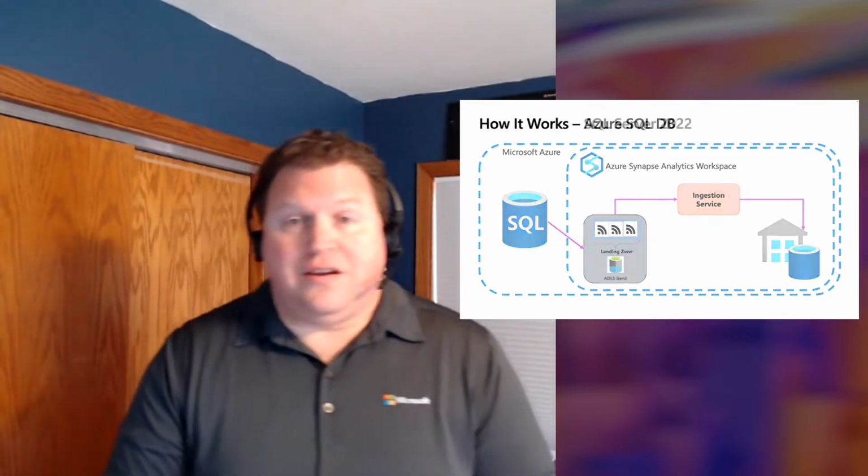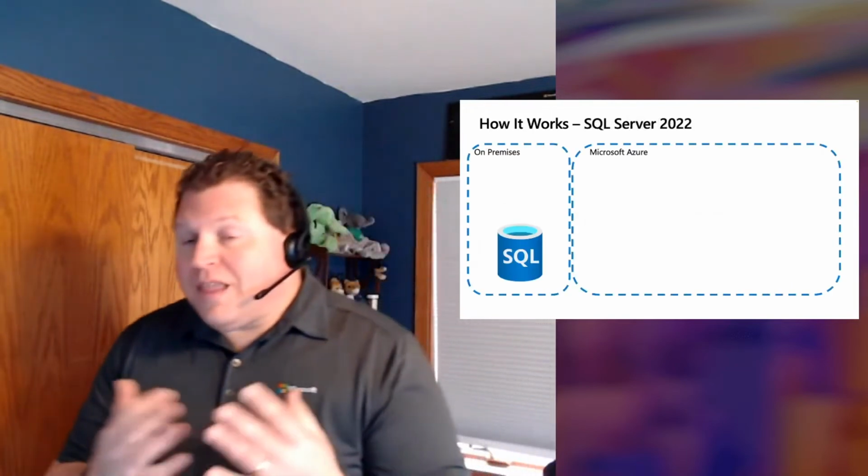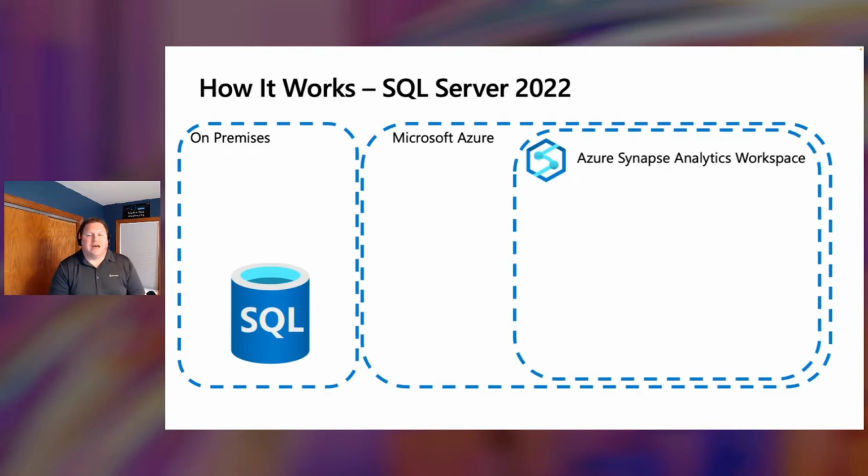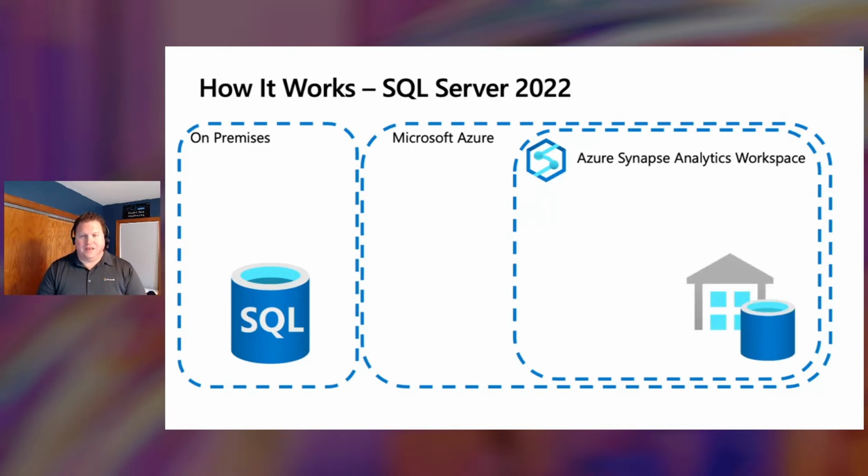So how is this different for SQL Server 2022? There are a few differences. The general mechanics are the same, but there are a few differences between how it works in SQL Server 2022 and in Azure SQL Database. In this case, there's the separation between your on-premises system where your SQL Server lives and Microsoft Azure. You still need to create an Azure Synapse Analytics workspace in Azure. That still needs to be there. That is still managed by you. You also still need to create your dedicated SQL pool inside of that Azure Synapse Analytics workspace that we are going to use as the landing zone for your data.